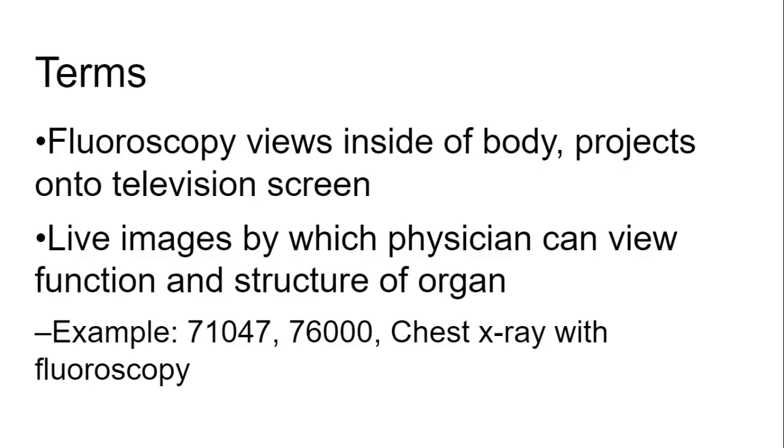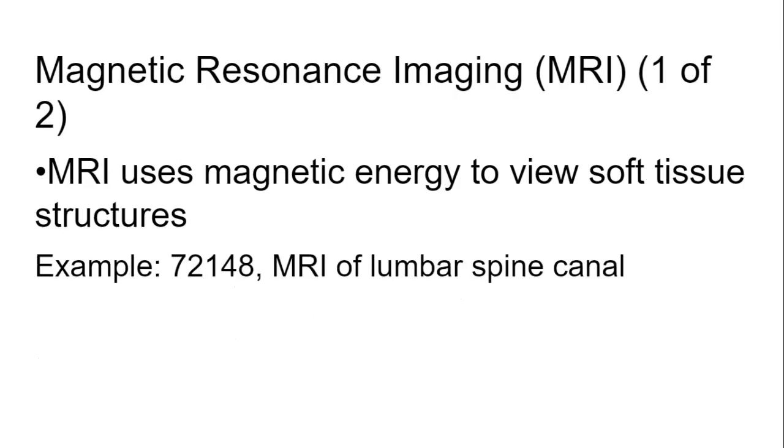Fluoroscopy views inside of the body, and it projects onto a television screen. Live images by which a physician can view function and structure of an organ. Example, 71047. 76000 is chest x-ray with fluoroscopy. The next term is magnetic resonance imaging, MRI. MRI uses magnetic energy to view soft tissue structures. For example, 72148 is MRI of lumbar spine canal.